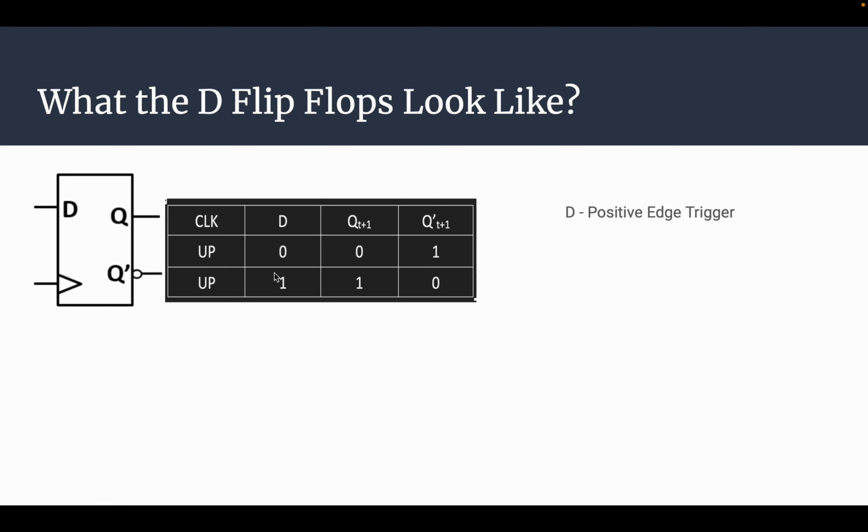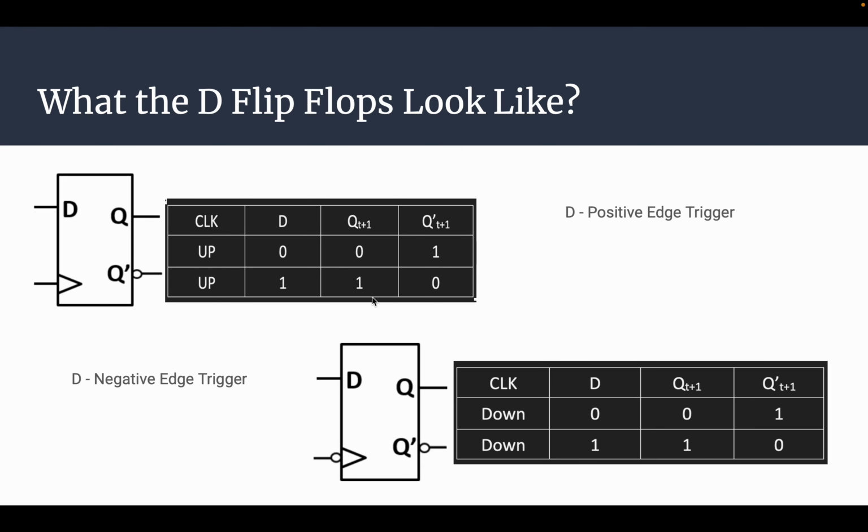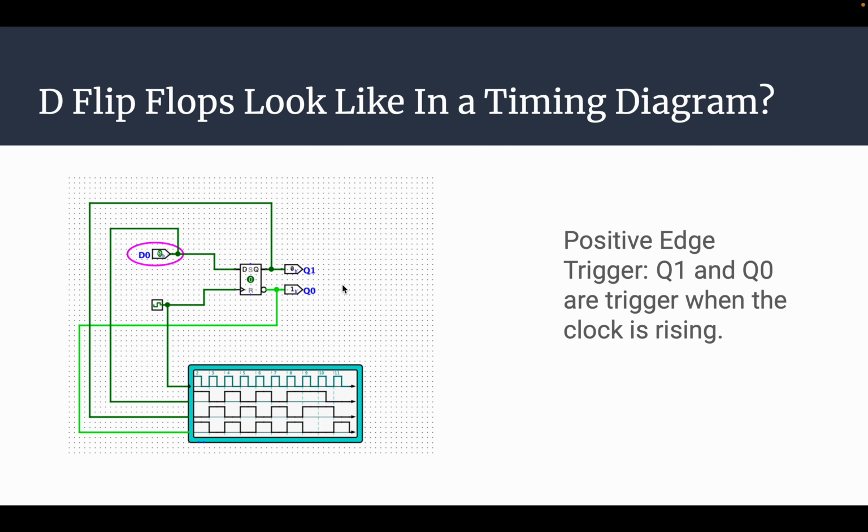Our next one is the D flip-flop. For D flip-flops, this is our positive edge trigger. As we can see, we have the rising edges, and this is our truth table for whenever it's up. For our D negative edge trigger, it's triggered whenever the clock goes down on the flip-flop. So what do D flip-flops look like? They look like this.